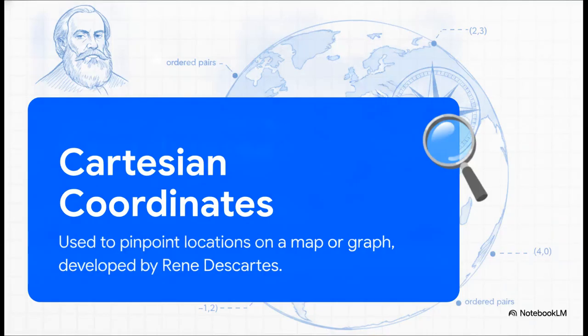Before we do any actual calculating, it helps to understand where these coordinates even come from. This whole system allows us to pinpoint exactly where we are on a map or a graph, and it actually gets its name from this brilliant mathematician and philosopher René Descartes, historically known as Cartesius. He came up with this genius idea to mark exact locations using what we call an ordered pair. It's basically like a universal mathematical GPS.